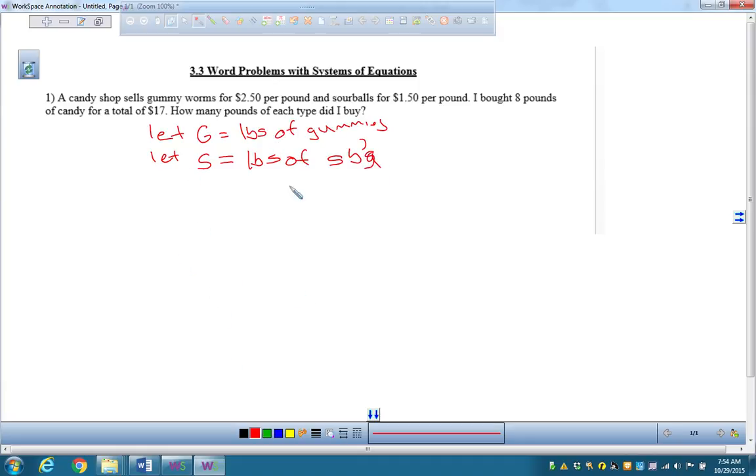One equation. I bought 8 pounds. Go ahead, Quinn. G plus S equals 8. Right. G plus S equals 8. The second equation becomes a little more trickier.